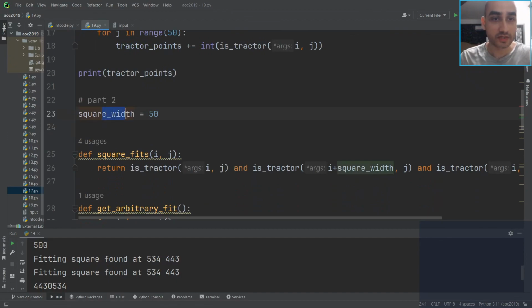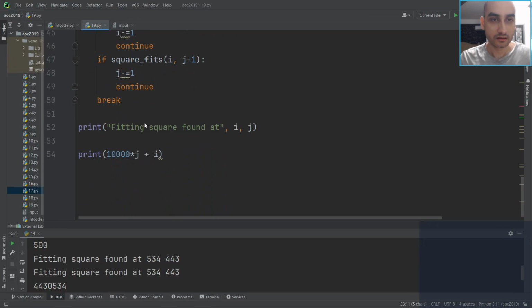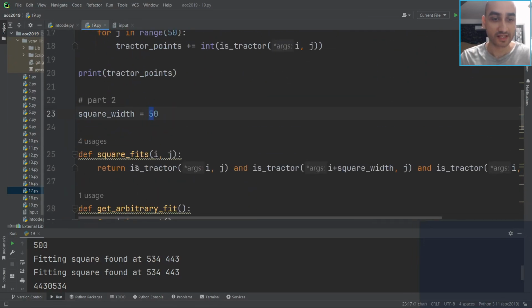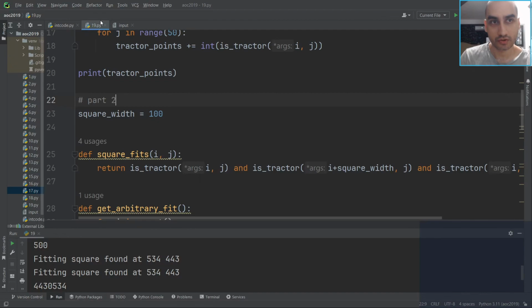Oh my god, we're still using square width 50. Because I was testing 50 for some dumb reason. Oh my god, so that's why. It's actually supposed to be 100. So that means it'd be much further out. Well, okay. Let's try it then.